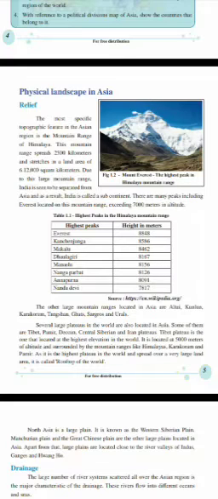And there are some other large mountain ranges that can be seen. Some of them are Altai, Kunlun, Karakoram, Tien Shan, Zagros, Urals.